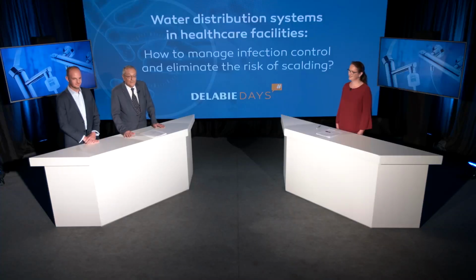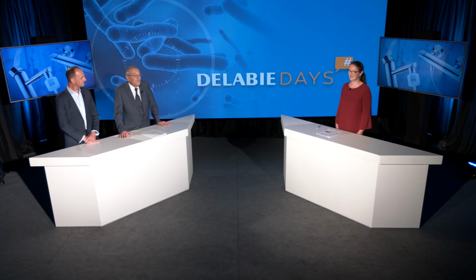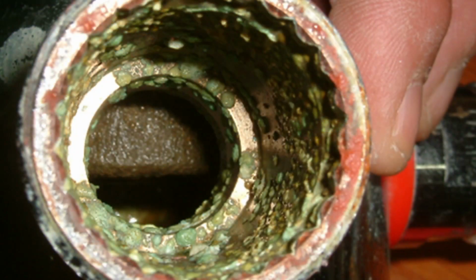With pleasure. Over time, a natural film develops in water distribution systems, lining the inside of the pipes and taps, with the salt contained in the water. When bacteria attach to this film, we call this a biofilm. Bacteria can occur naturally in water, and when they are attached to this biofilm, they find ideal conditions in terms of moisture, temperature, and nutrients for their development.